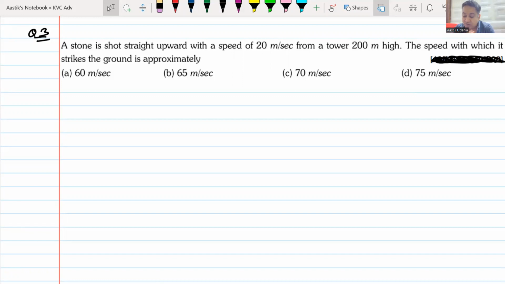A stone is shot straight upwards with a speed of 20 meter per second from a tower 200 meters high. The speed with which it will strike the ground is approximately how much? Remember, it is not dropped from the ground. It is not dropped from the tower. It is shot upwards from the tower. You have to tell me with what speed it strikes the ground. You will have 2 minutes to solve this question.